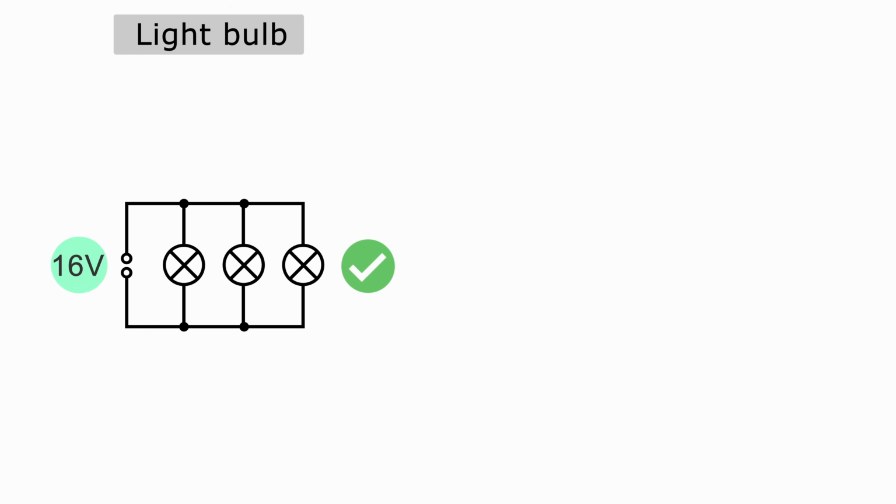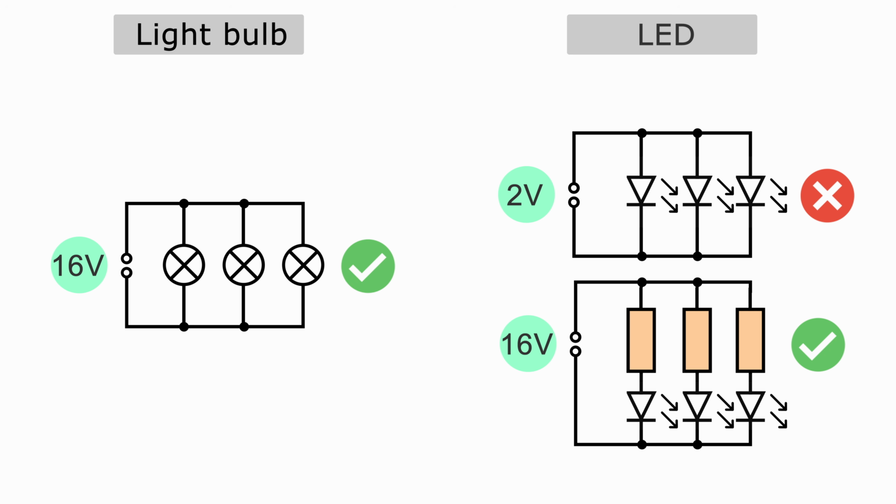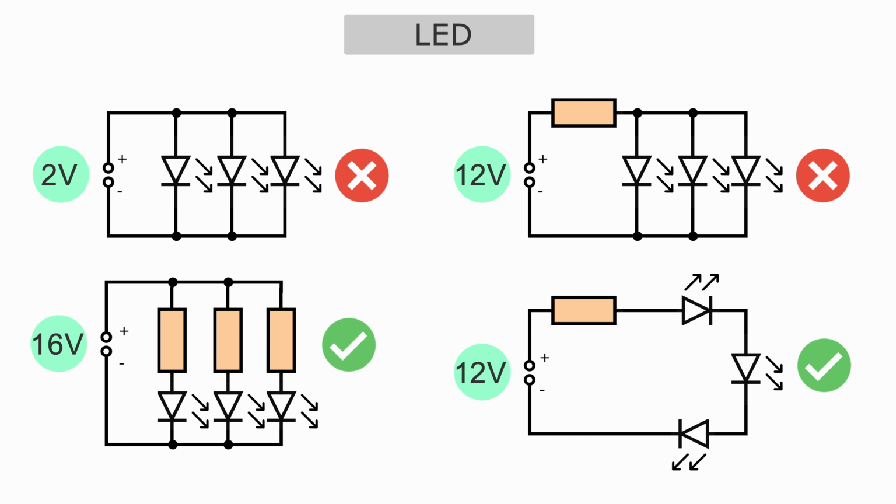We connect incandescent bulbs in parallel to a fixed operating voltage. A fixed operating voltage is not a good solution for LEDs. The current can only be set appropriately with series resistors. Here are a few more circuit examples for connecting light-emitting diodes incorrectly and correctly.